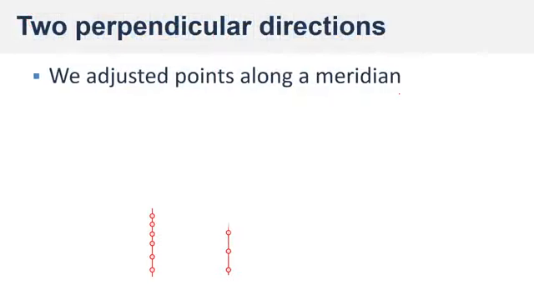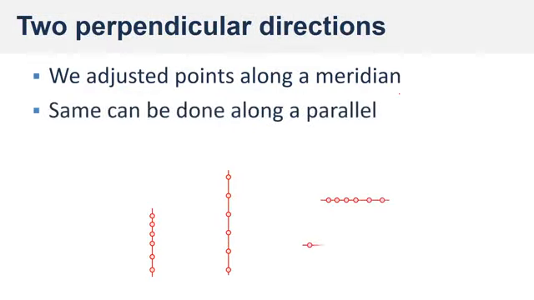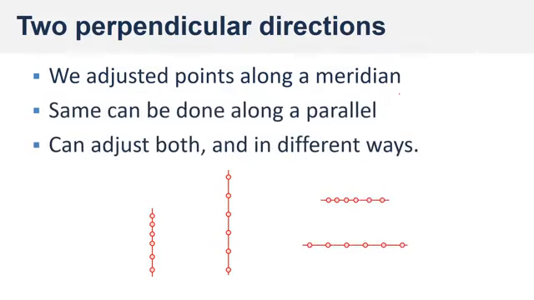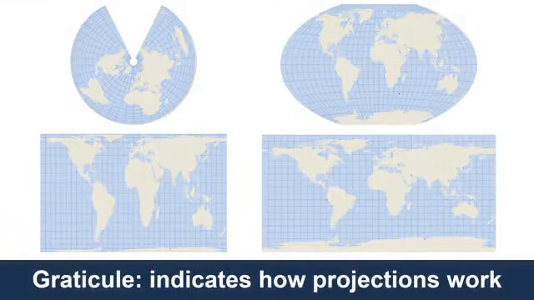And just to illustrate this again, we've adjusted points along a meridian. That's what I was just doing in that version, or that method I was just showing you. But you can do the same along a parallel, and so you can adjust both but in different ways. So you can have some that are being adjusted horizontally in one way and vertically in another, so you can have things that are stretched or shrunk in one direction versus another.